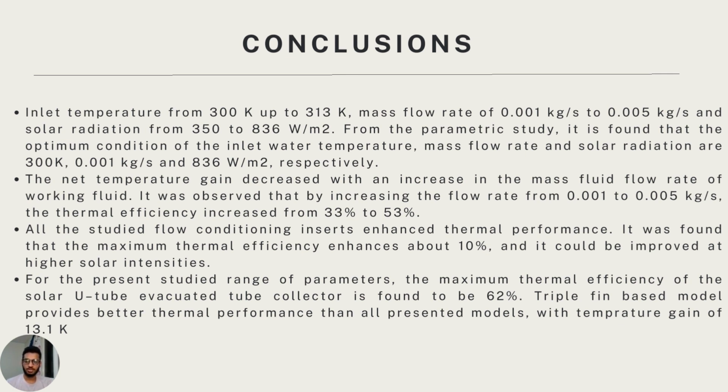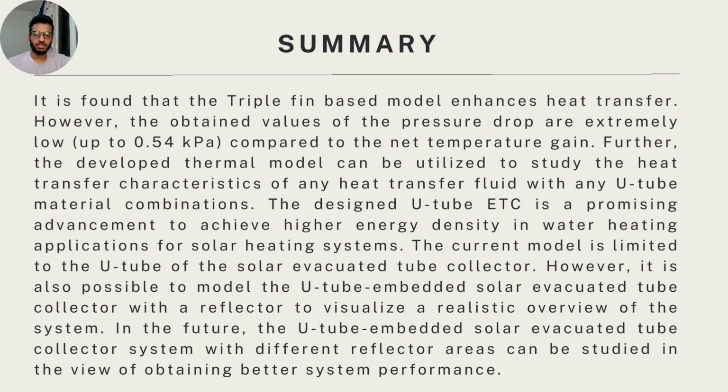For the present study, the maximum thermal efficiency of the solar U-tube evacuated tube collector is found to be 62%. The triple fin based model provides better thermal performance than all presented models, with a temperature gain of 13.1 Kelvin. And here's a summary.